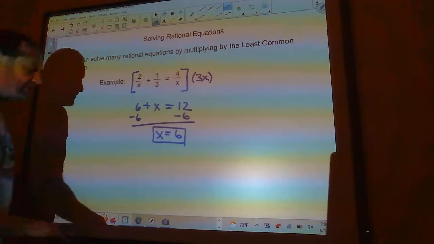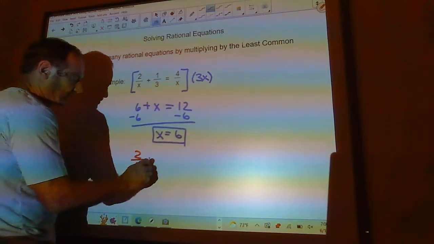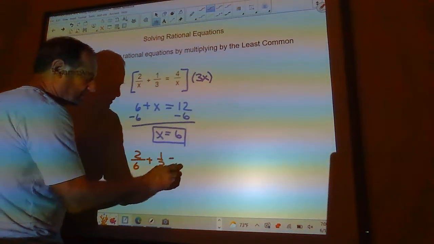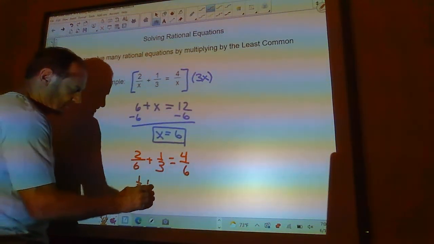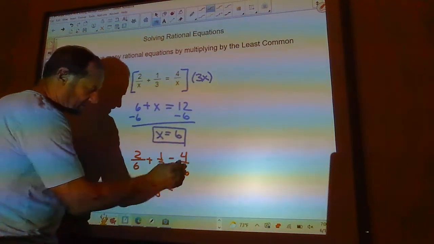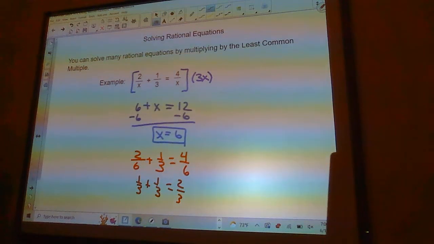So if I check this work, this would be 2 over 6 plus 1/3 should equal 4 over 6. Well, this is 1/3 plus 1/3, and that reduces to 2/3, and that's a true statement. So there we go. We're good to go.